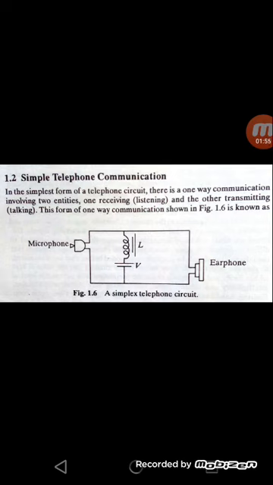So there is one-way communication involving two entities, one receiving and the other one talking. The related diagram is seen below: a simplex telephone circuit involving a microphone and earphone, balancing inductor and voltage devices.